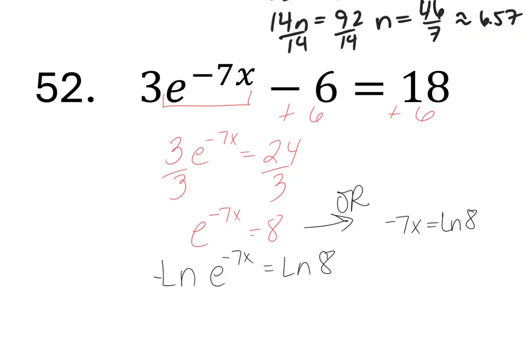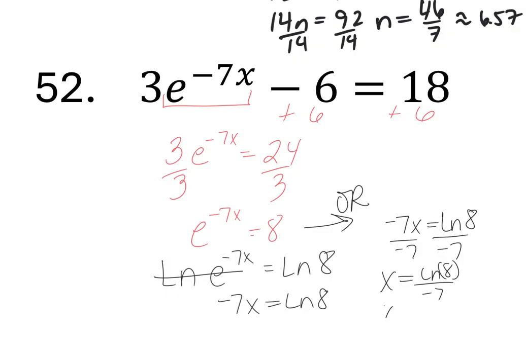I'm going to end up with the same thing. Ln of e cancel, right? So negative 7x equals ln of 8. And we're dividing by negative 7. X is ln of 8 over negative 7. Again, remember when you plug it in the calculator to close the parentheses after the 8. And x is approximately negative 0.297 or 0.3. If it said round to the hundredths, then it's 0.30.